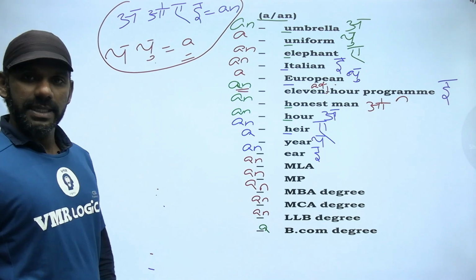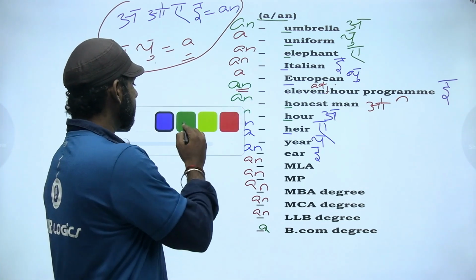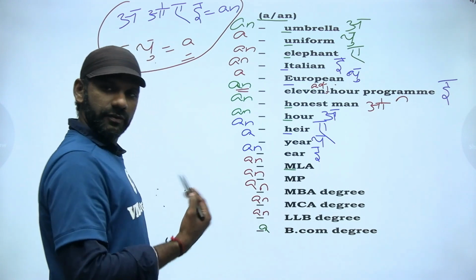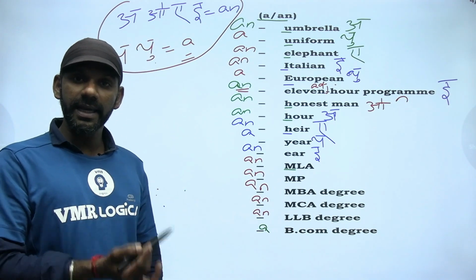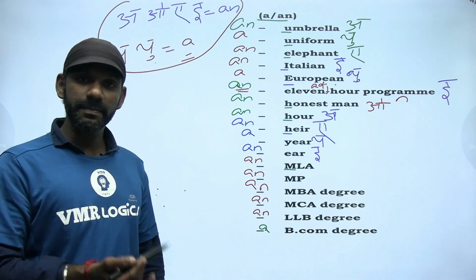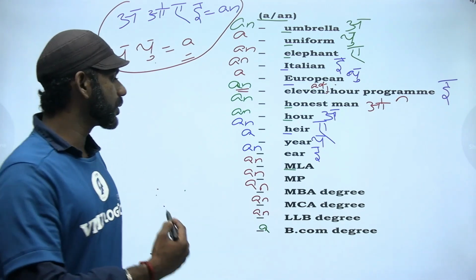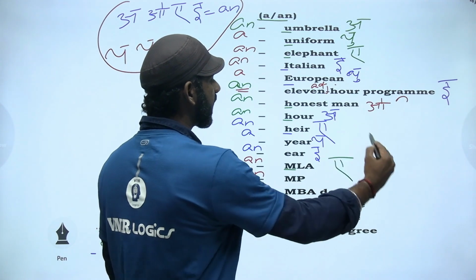MLA. M is not a vowel letter. M is a consonant letter. Forget about it. This word is pronounced as M-L-A. M, the first sound is A. So it must be an MLA.